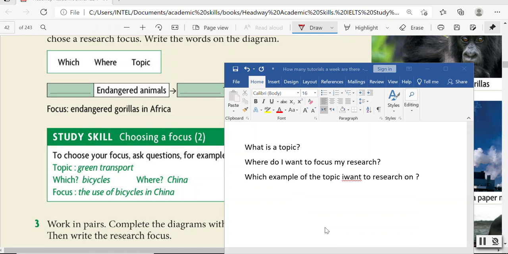we have some questions in here we must ask ourselves before choosing a focus. We must ask ourselves about these questions. For example, what's a topic? What is your topic? Okay, and where do I want to focus my research? Where? You must select the place, the location.